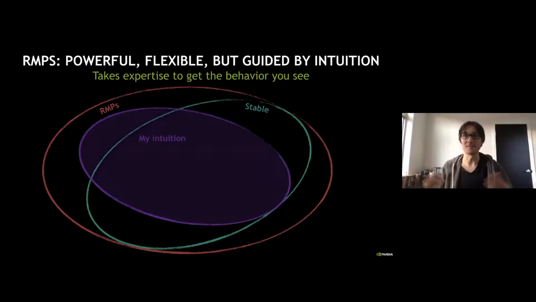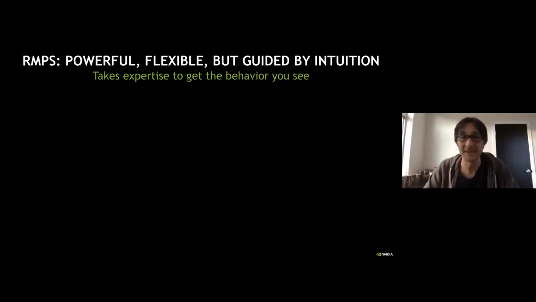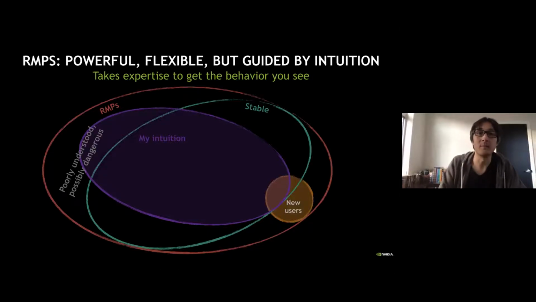My intuition, because I've been using these for so long, is that it's pretty big, both within the stable range and kind of encompassing the space of RMPs. And so the behavior that I'm able to get from this, and from my colleagues, is pretty good in those demos. New users might have more difficulty in that space. And the problem is that some of these things are poorly understood and potentially dangerous. They don't have the stability guarantees, and so we have to figure out how to capture the space of RMPs that is largest, but also within the stable class.